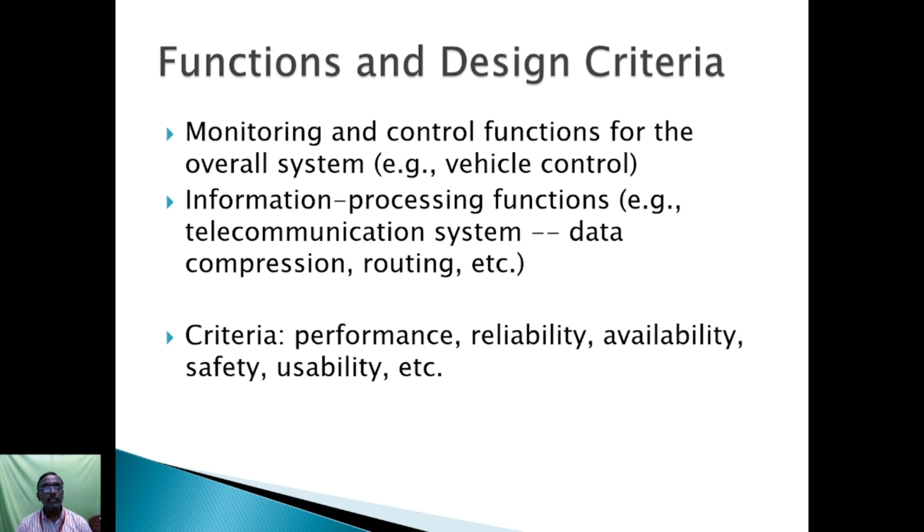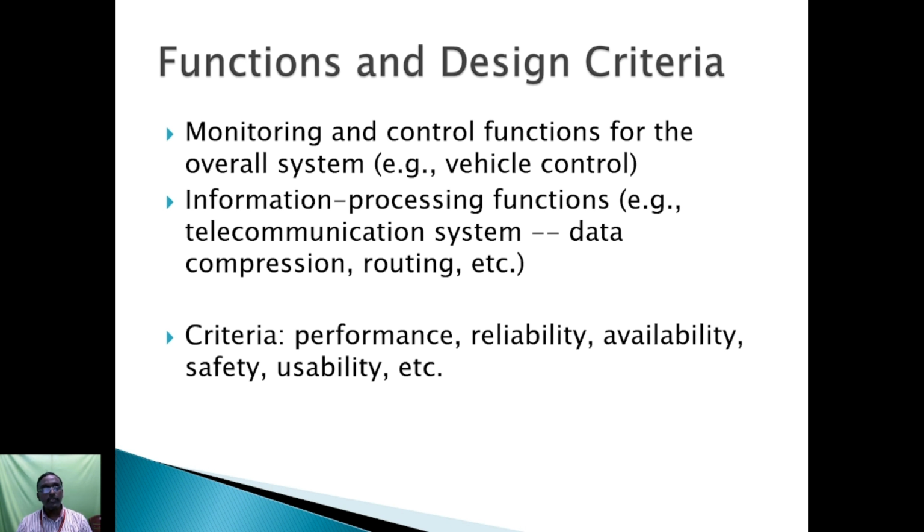So here monitoring and control of the vehicle's function, for example whether the vehicle moves to the right side or left side, is controlled by the monitoring and control function in an automatic vehicle. Next, processing function: telecommunication system, data compression, routing, for example information function, information processing function.